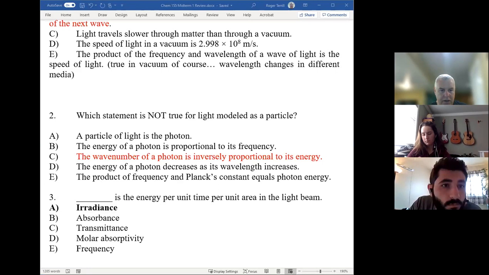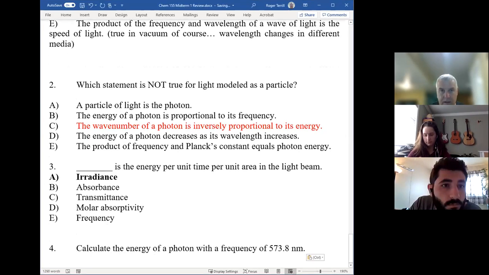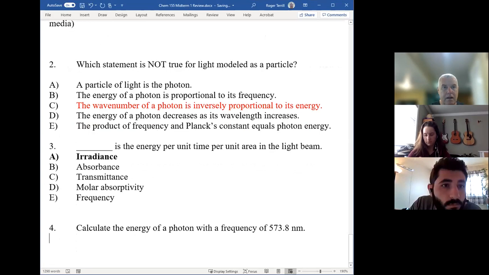Okay, calculate the energy of a photon. This is like a stupid easy gimme question. E equals h nu equals h c over lambda.